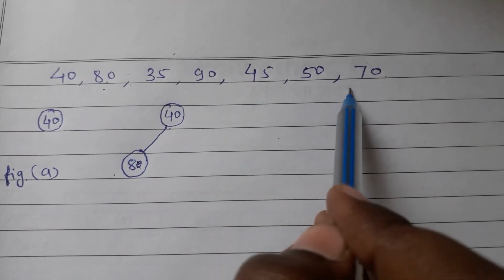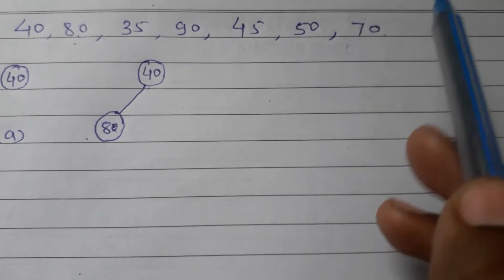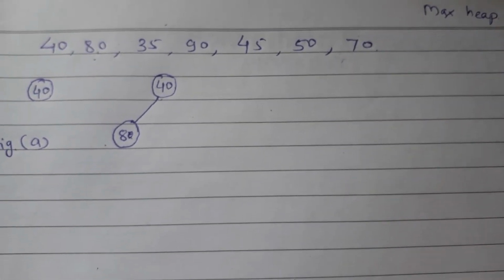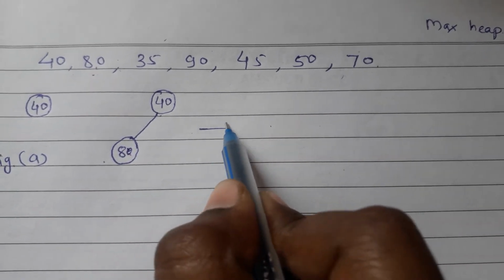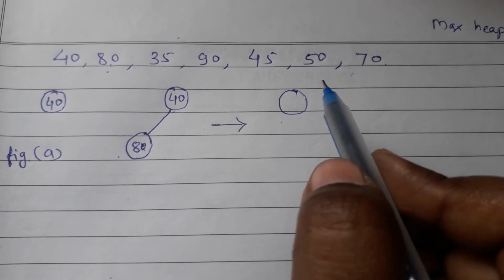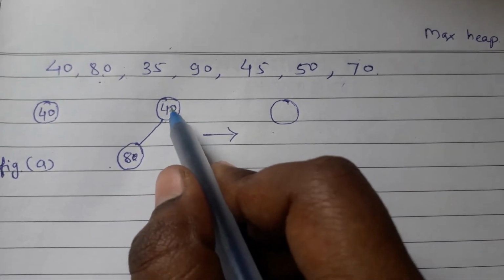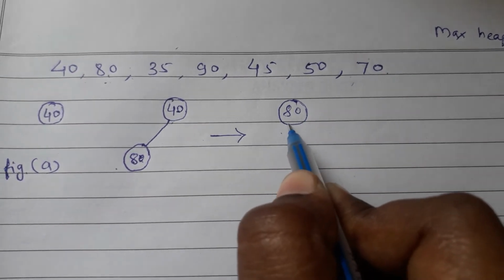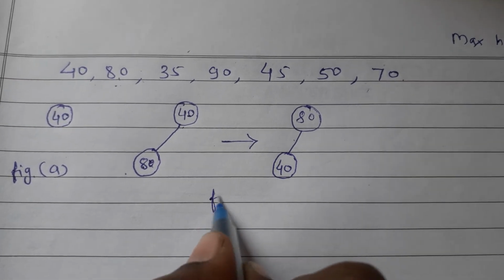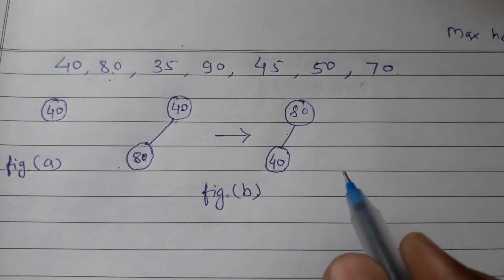Now, for this example, we will create a heap, and this heap will be a max heap. When it is a max heap, our parent node will have the maximum value compared to its child node. So we will move 80 to the root node, and 40 will be the child node of 80. In this way we insert the second value, that is 80.